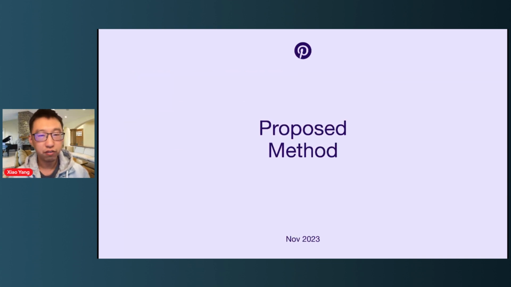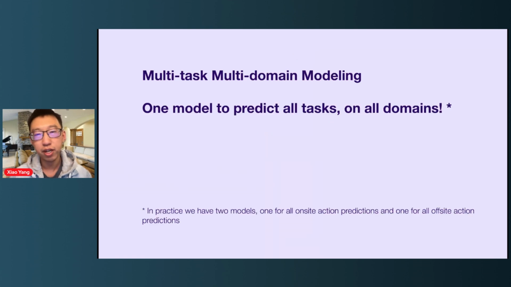So observing all of those aforementioned problems, we want to propose a new kind of model. In one sentence, our goal is to have multitask, multi-domain modeling, where we have a single model to predict all the tasks on all the domains. In practice, eventually we end up having two models, one for all of the on-site action predictions and one for all off-site action predictions. But still, we significantly reduce the number of models.